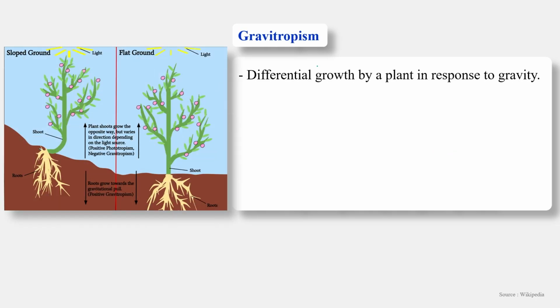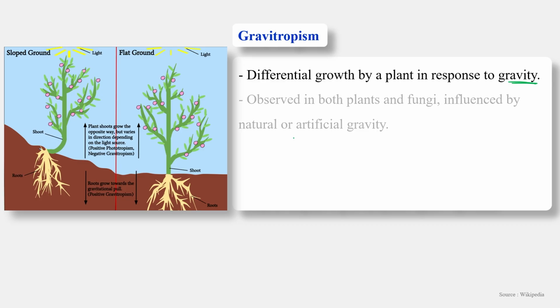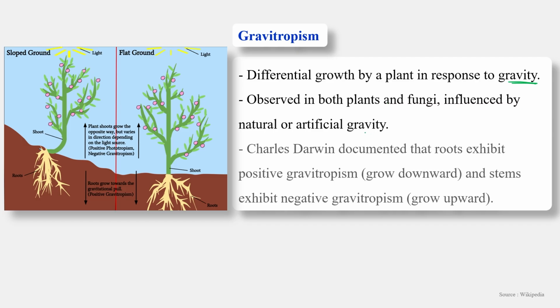Now, gravitropism. It differentiates growth by a plant in response to gravity. Okay, in response to gravity. We can observe that both the plants and the fungi are influenced by natural and artificial gravity.